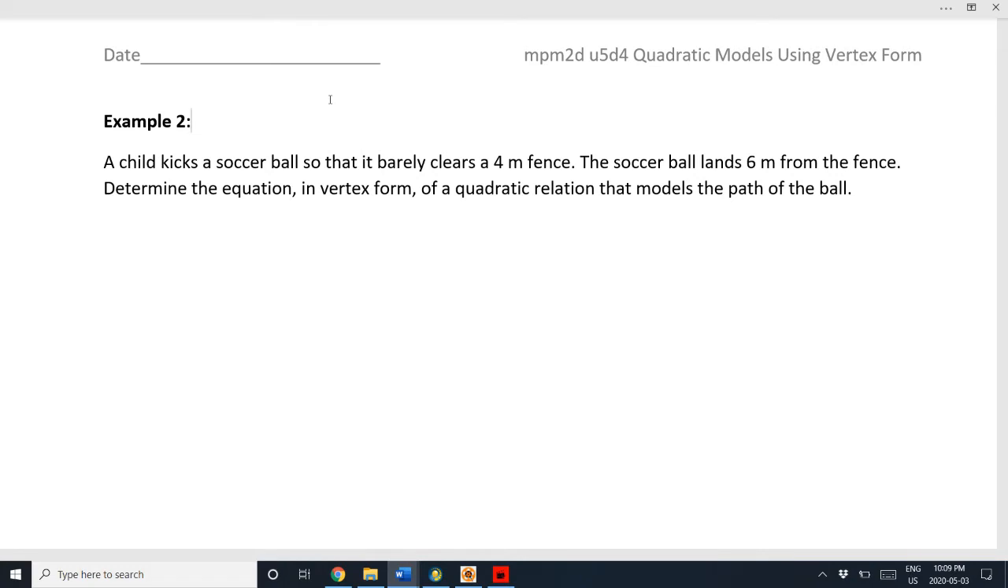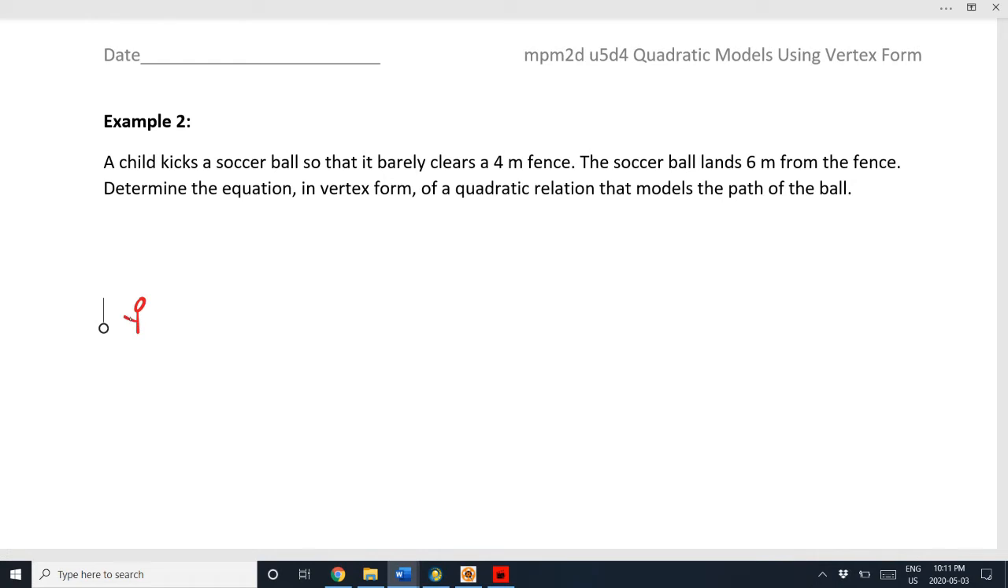A child kicks a soccer ball so that it barely clears a 4-meter fence. The soccer ball lands 6 meters from the fence. Determine the equation in vertex form of a quadratic relation that models the path of the ball. So let's draw our little diagram. Here we have our child, and he's kicking the soccer ball, and we know it forms a parabolic arch, and it lands on the other side. Okay, we know it clears a fence that is 4 meters tall, and we know that it lands 6 meters away from the fence.